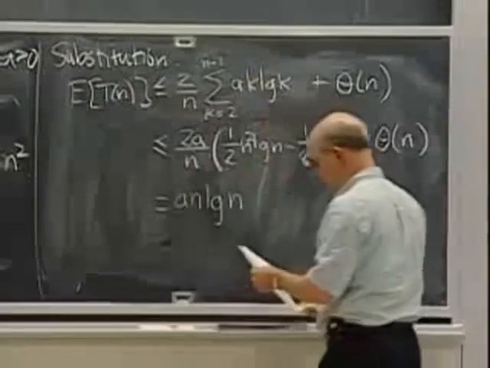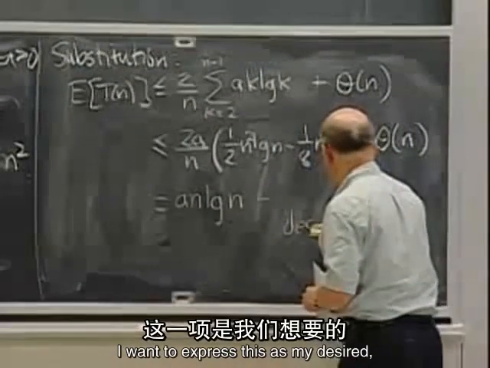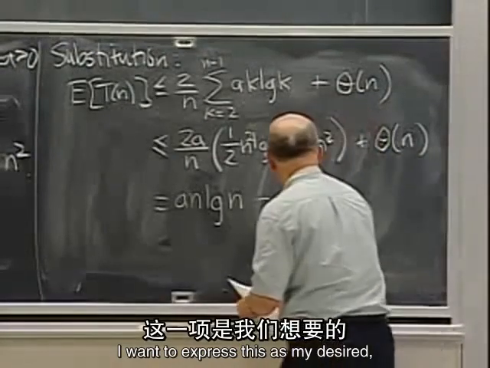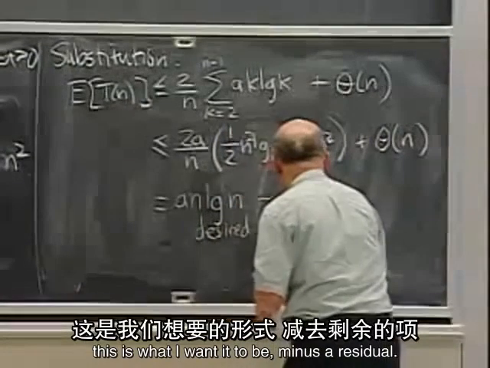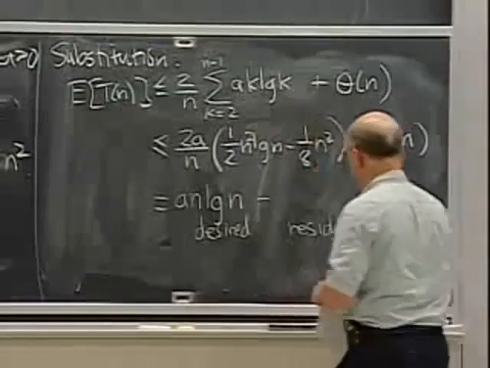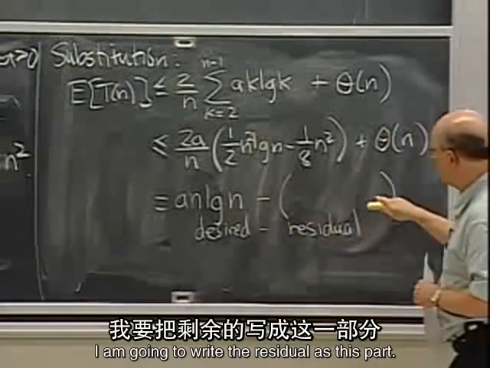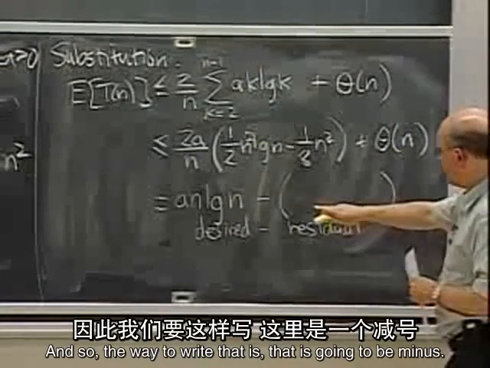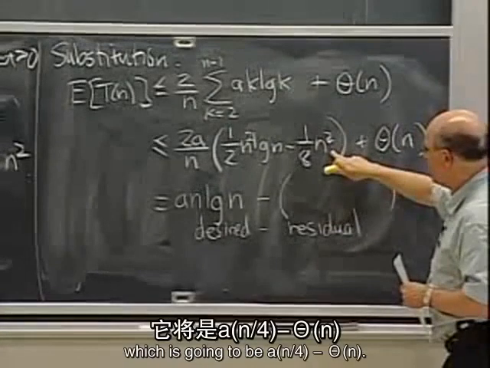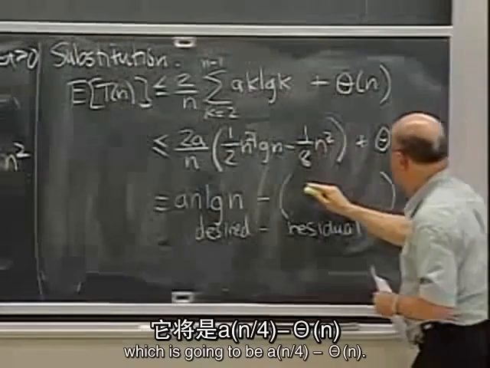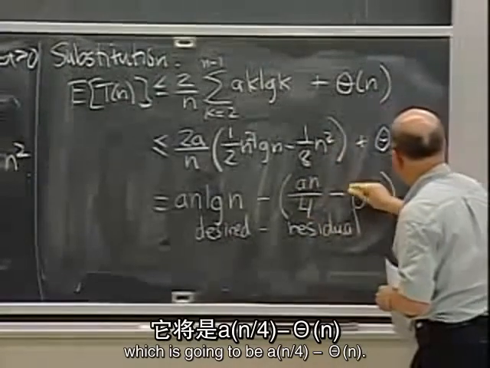A n log n. And now, so I don't make a mistake, I'm expressing this as my desired, this is what I want it to be, minus a residual. Okay? So I'm going to write the residual as this part. Okay? And so the way to write that is that's going to be minus, and then it's going to be this term here, which is going to be a n over 4 minus theta n.